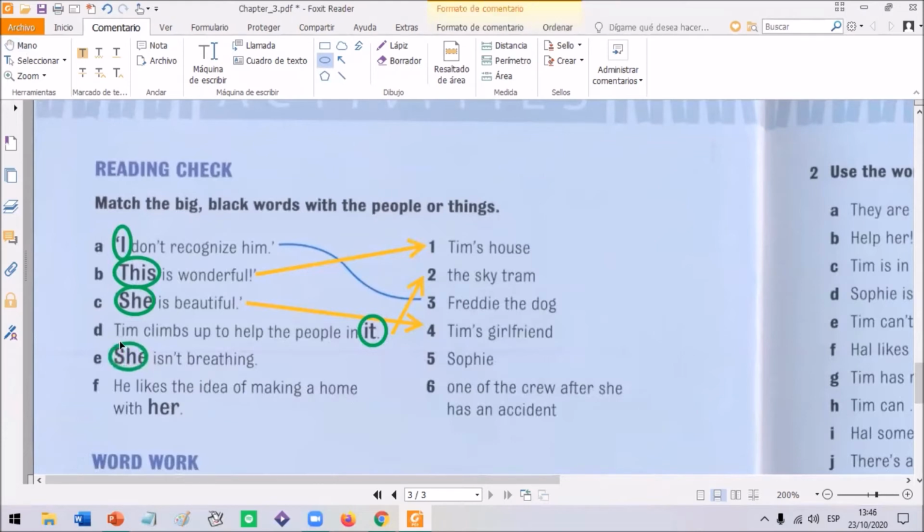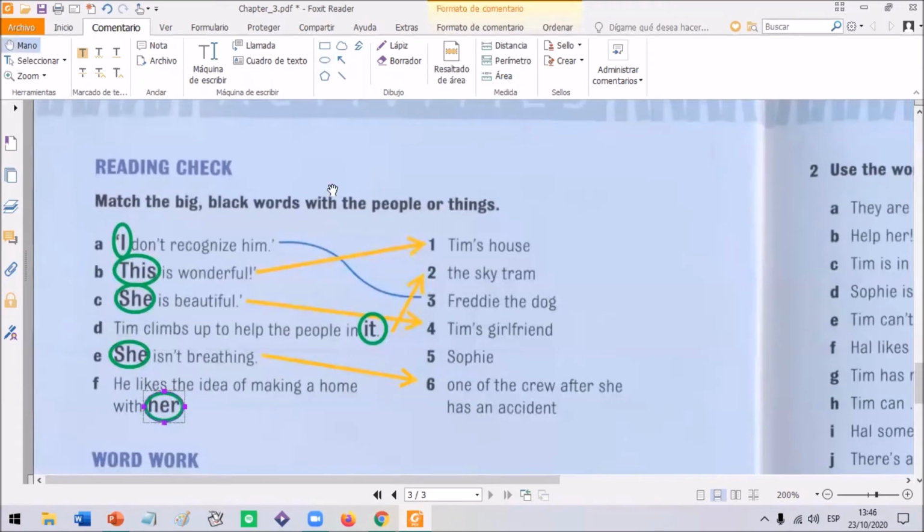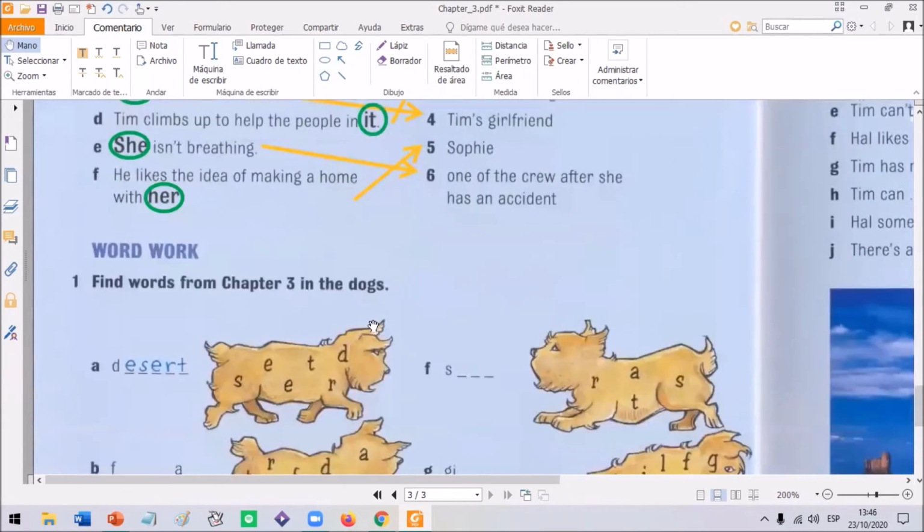She isn't breathing. Who isn't breathing? ¿Quién era que no estaba respirando? Do you remember? Who isn't breathing? Good, very good. One of the crew after she has an accident. Yes, they are filming in the desert. She has an accident and then she isn't breathing. And finally, he likes the idea of making a home with her. And here we're talking about Sophie, right? He likes the idea of making a home with Sophie, right? Okay, now let's go on with the next activity.